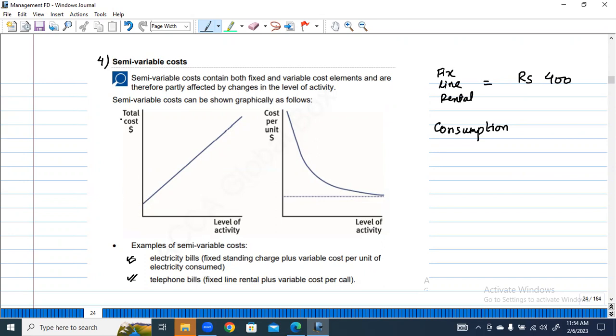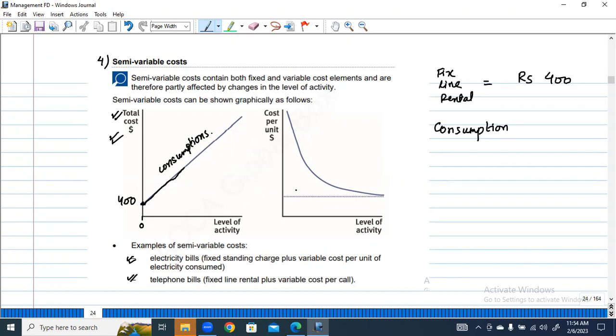Now you can see in the total cost graph that the level of activity is zero, but still there is a cost. This cost is representing the fixed line rental that I told you, 400 rupees for example. And the above is a variable one. The variable part is representing the consumption of units. If it is an electricity bill, how many units of electricity you are consuming. If it is a telephone bill, how many calls you are making. And this is how the total semi-variable cost graph looks like.